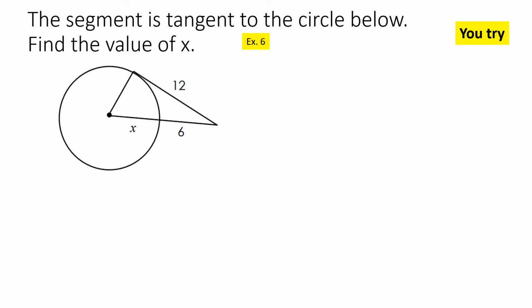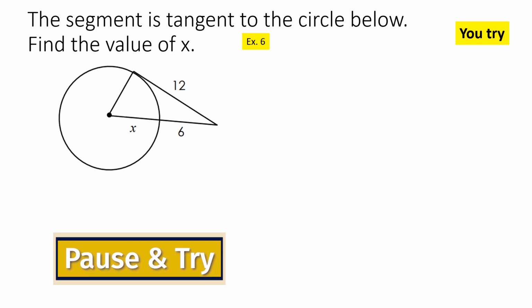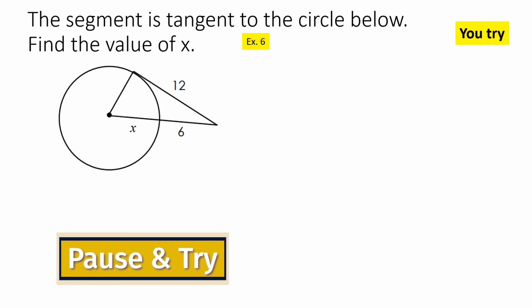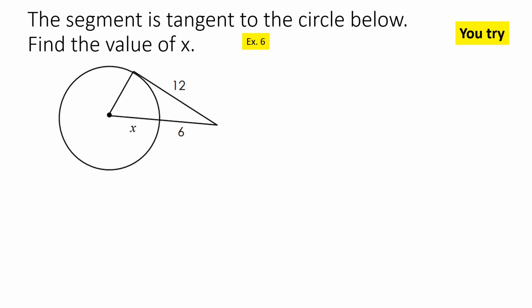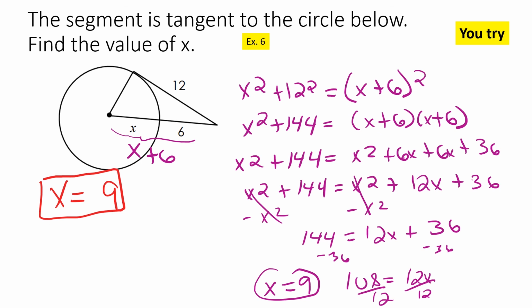Alright, so our last problem here, it says a segment is tangent to the circle below. Find the value of x. Hopefully you wrote down some notes. This is very similar to the problem I just did, so go ahead and pause the video and try this problem on your own. Alright, so you should have gotten x equals 9. Hopefully you got it correct. If not, pause the video and analyze my work here a little more.